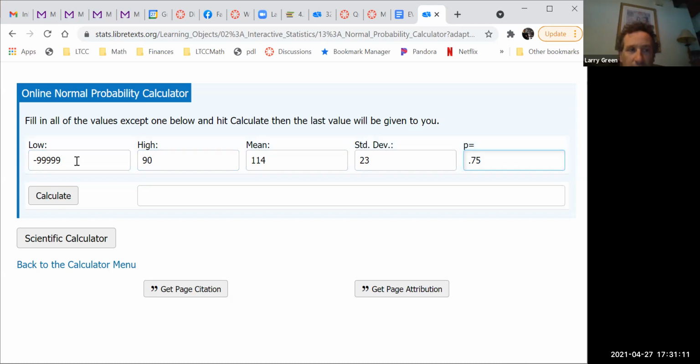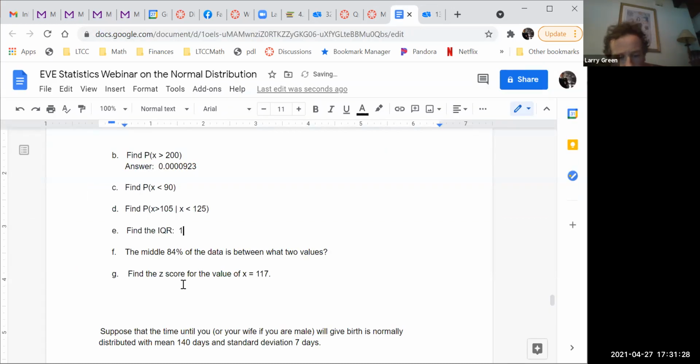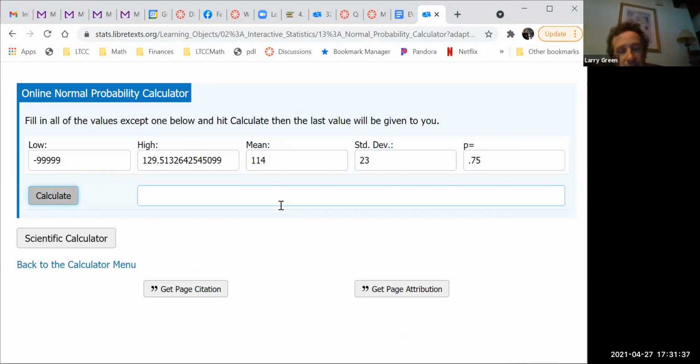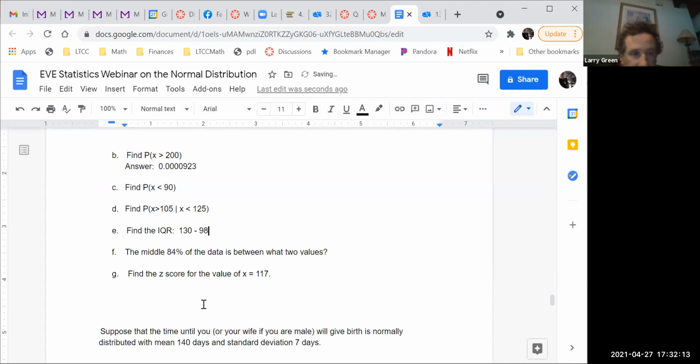Okay. The low, since we're going to the left of, is still negative infinity or negative bunch of nines. The high is what we want, so I'm going to leave that blank and hit calculate. And you get, I'm going to use whole numbers, 130. That's Q3. And then I go minus. If I want Q1, what changes? Yeah, the P is 0.25. And the high is what we want, so I leave it blank. And we get about 98. So 130 minus 98, which is 32.